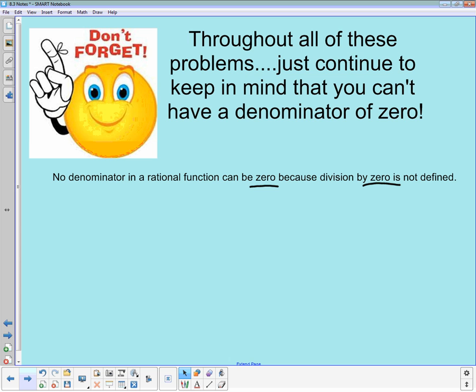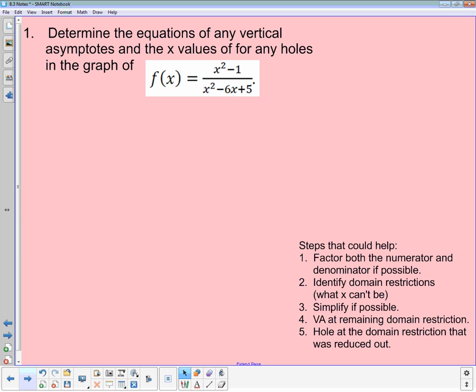So let's take a look at example 1. In example 1, it says determine if any of the equations have vertical asymptotes and the values of x for any holes. So I'm finding the holes and I'm finding the vertical asymptotes. So first thing that I need to do, and you can write these steps down if it would help you. Here are these steps over here. Okay, the first thing I need to do is the same stuff that we've been doing all throughout chapter 8. I need to factor. So I'm going to start by factoring the top and factoring the bottom.